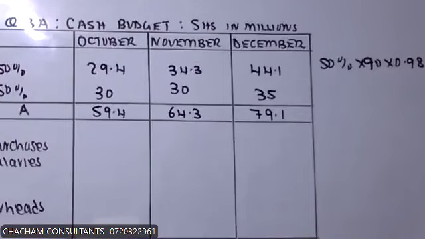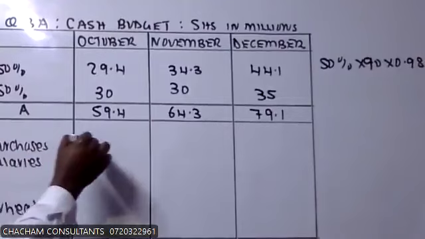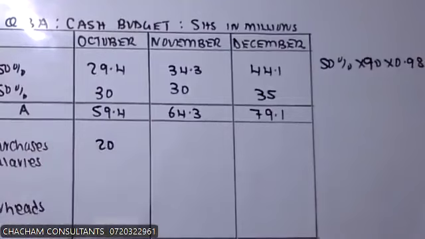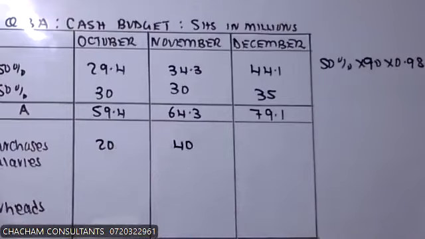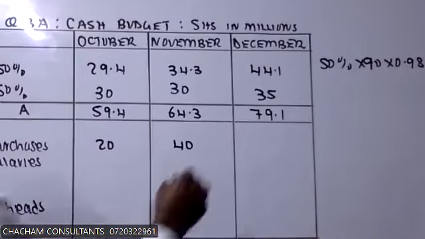Let's now go to the payments. Raw materials, we are told that we pay in full the following month. So in October, we are paying what we purchased in September, 20. In November, we are paying what we purchased in October, 40. And in December, we are paying what we got in November, 40.